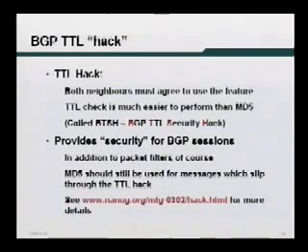Again, both neighbors must agree to use the feature. It's generally much easier to perform than MD5. In fact, some people have said that they prefer to use this rather than using a password on the BGP session, because this one will only work between neighboring routers. It provides some sort of security for BGP sessions, and of course in addition to packet filters.